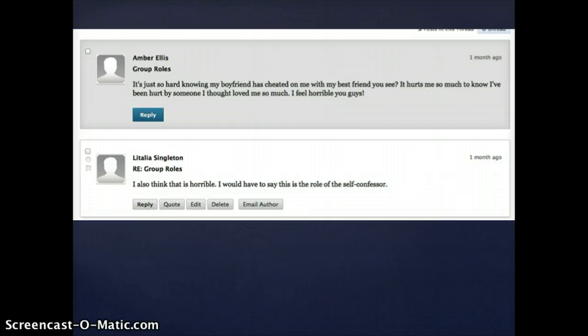So you can see in this example, one of my students said, "It's just so hard knowing my boyfriend has cheated on me with my best friend, you see. It hurts me so much to know I've been hurt by someone I thought who loved me so much. I feel horrible, you guys." And then you can see her peer is responding, "I also think that is horrible. I would have to say this is the role of self-confessor." So you have students playing off of each other, guessing the roles that they're playing within the group discussion. So not only are they learning about group roles, but they're learning about each other too.